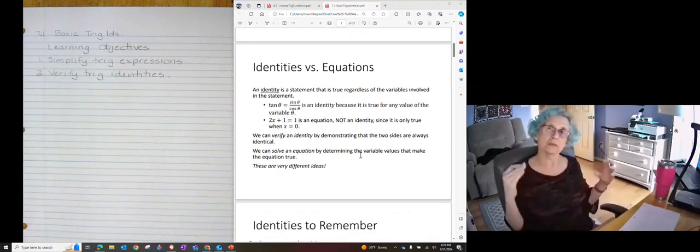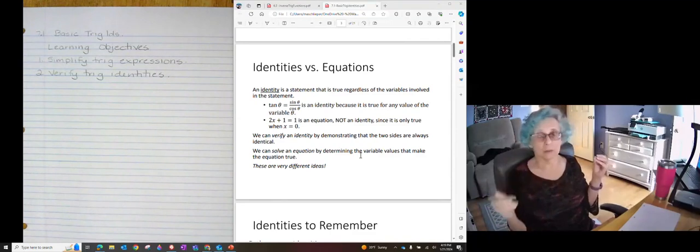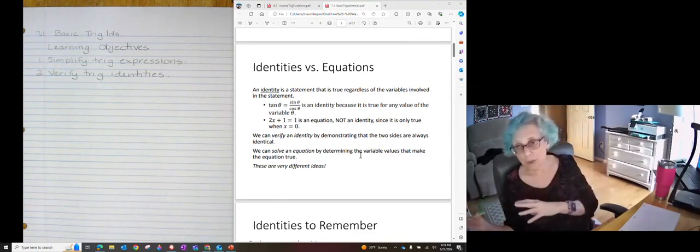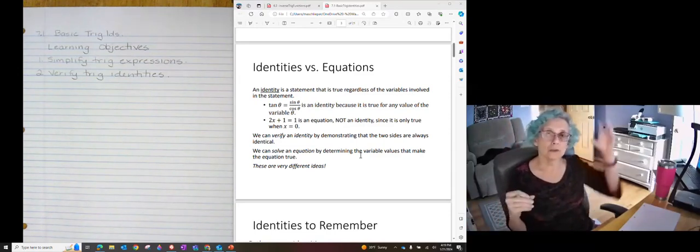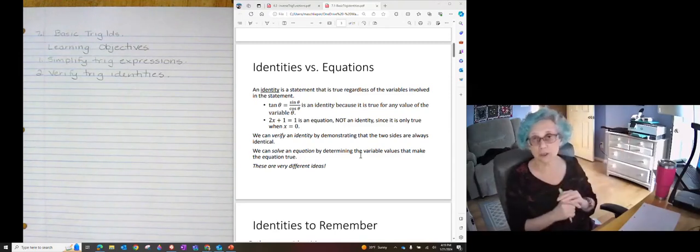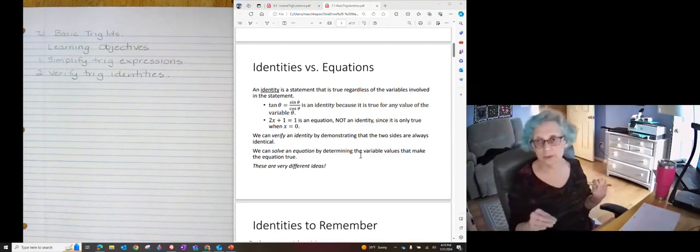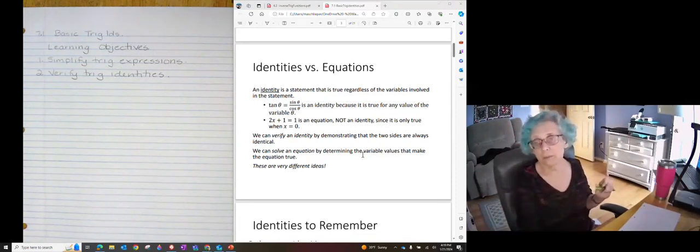The difference between an identity and an equation. An identity is true no matter what variable you stick into it. An equation is true for certain variables that you solve for. You can verify an identity by demonstrating that you can start with one side and do some algebra or trig to it and end up with the other side. You solve an equation by figuring out which variables make it true.